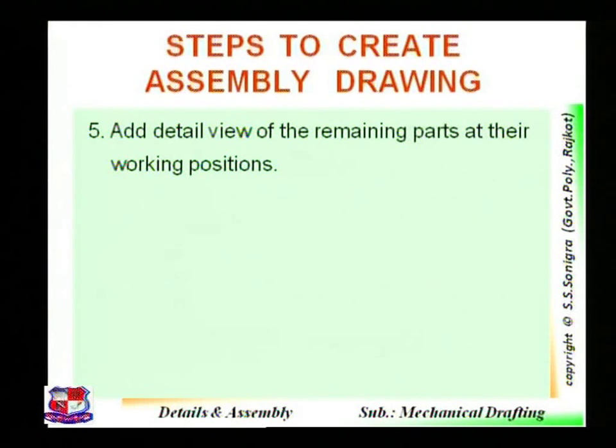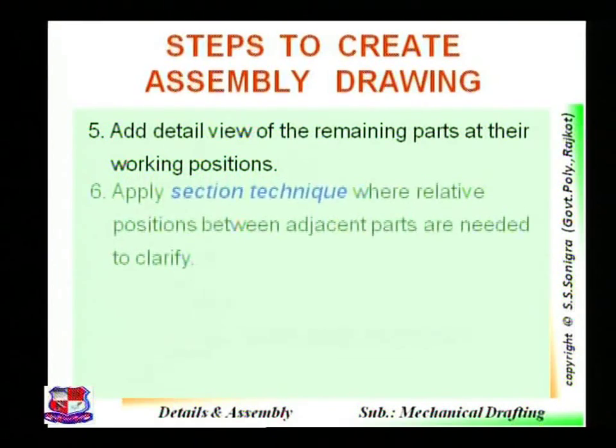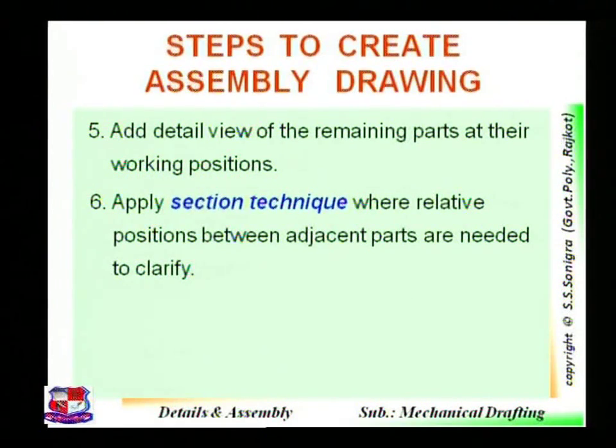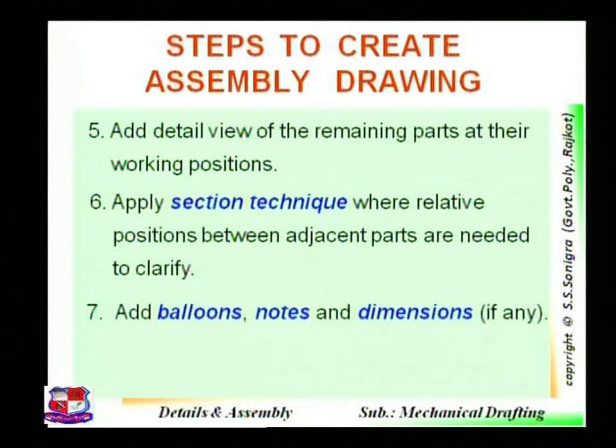Then add detailed views of the remaining parts at their working positions, apply section techniques where relative positions between adjacent parts need to be clarified, and add balloons or knots and dimensions if any. If needed, you can add all this and create the bill of material. So these are the steps used to create an assembly drawing.